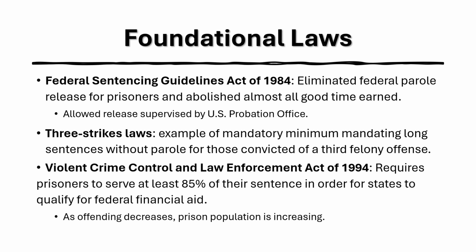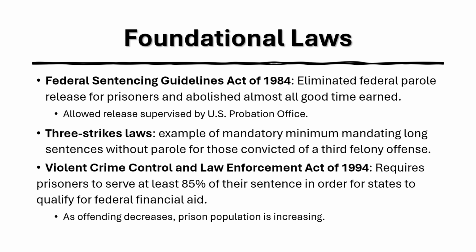There are a couple of foundational laws that you have to be aware of in terms of sentencing and structured sentencing. The first is the Federal Sentencing Guideline Act of 1984. This eliminated federal parole release for prisoners and abolished almost all good time earned. So please know that this is a federal law. Under the Federal Sentencing Guideline Act of 1984, federal parole became non-existent. It did allow release to supervised U.S. probation officers, but it really curtailed good time earned incentives and things like that.